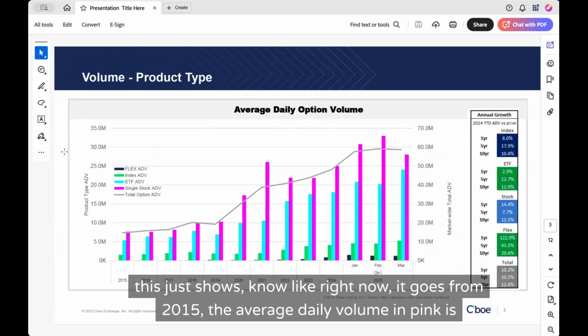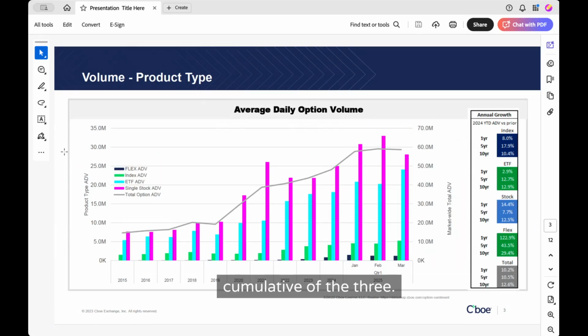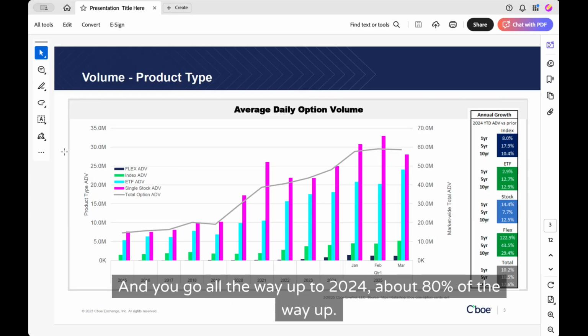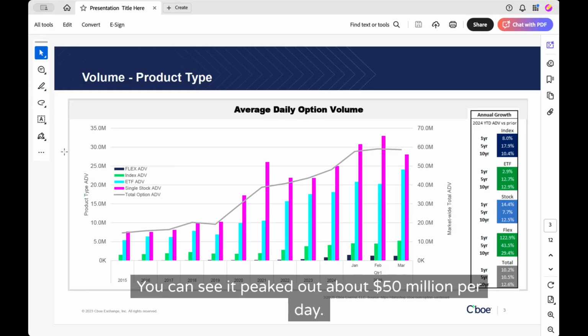This just shows, it goes from 2015. The average daily volume in pink is cumulative of the three. It's kind of confusing. So back then it was, I'll call it, 7 million contracts ADV for all the exchanges, and you go all the way up to 2024, about 80% of the way up. You see it peaked at about 50 million per day.